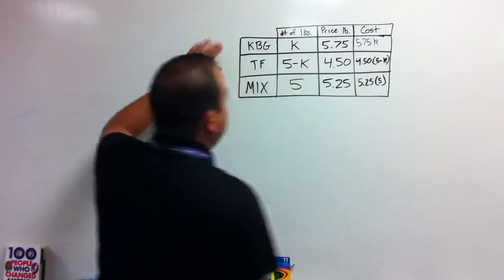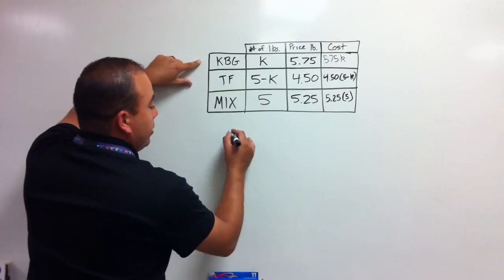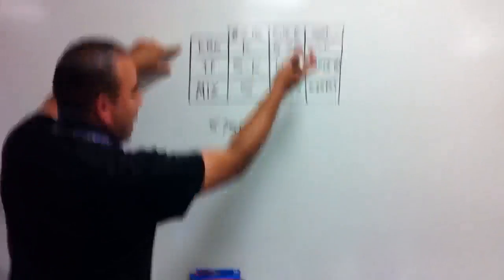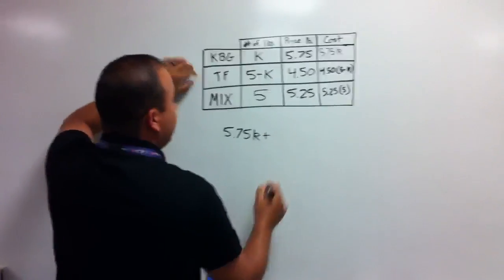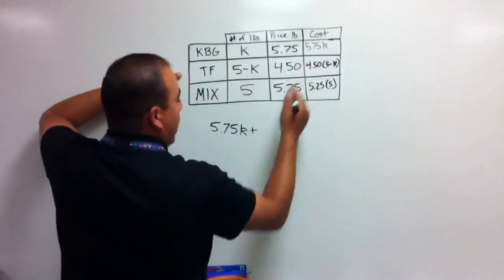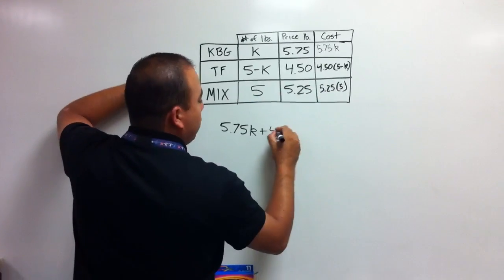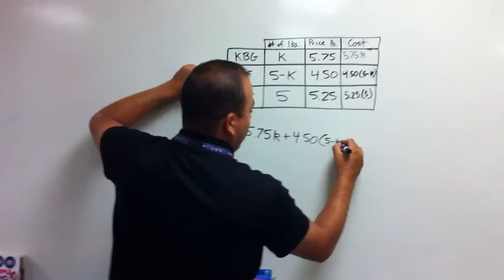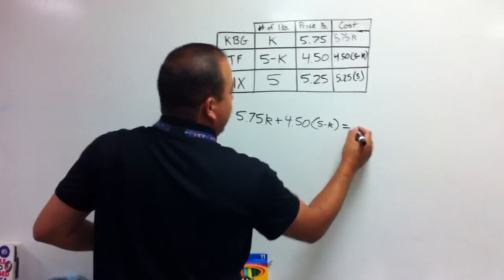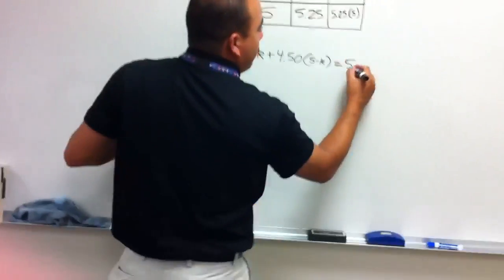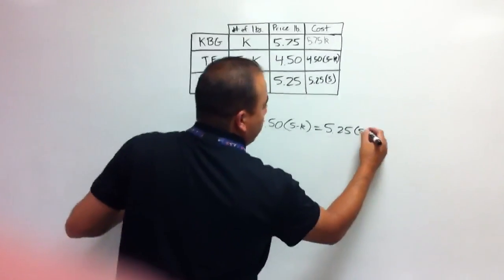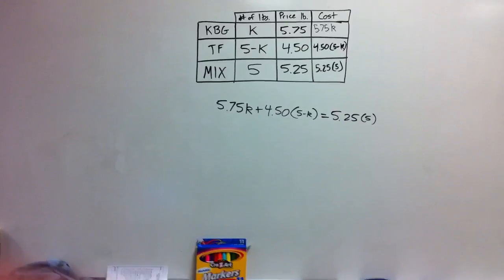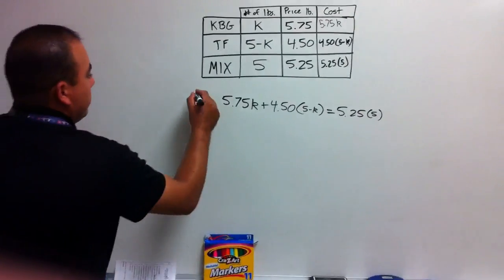So my equation for the mix is my Kentucky bluegrass, which is $5.75 a pound, and K is how much we have, plus, because we add these two to get the mix, my tall fescue, which is $4.50 a pound, and I know that I have 5 minus K, which is the amount I use for that one. That is going to equal the mix, which I know is 5.25 times 5. Okay, from here it's pretty easy. That should be your answer for number 2, which is write an equation.